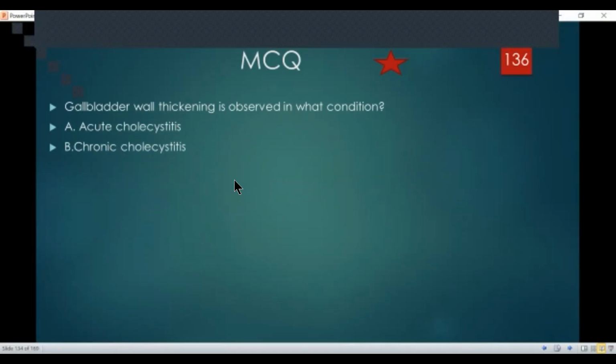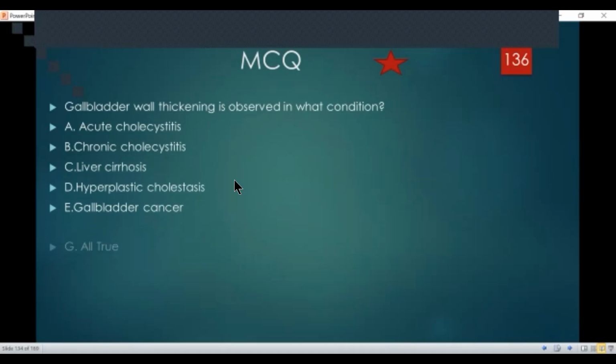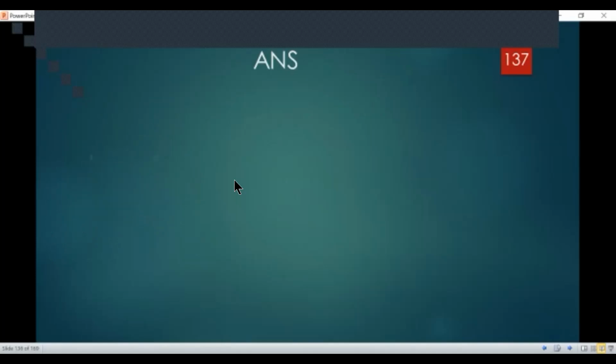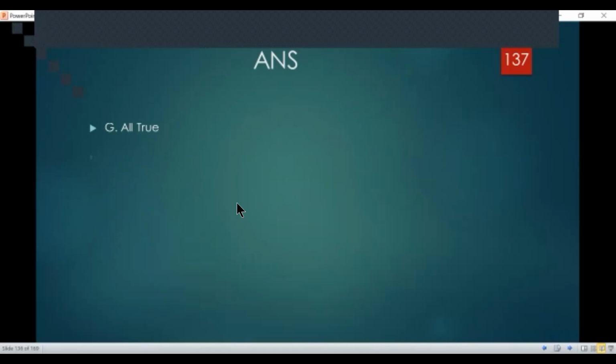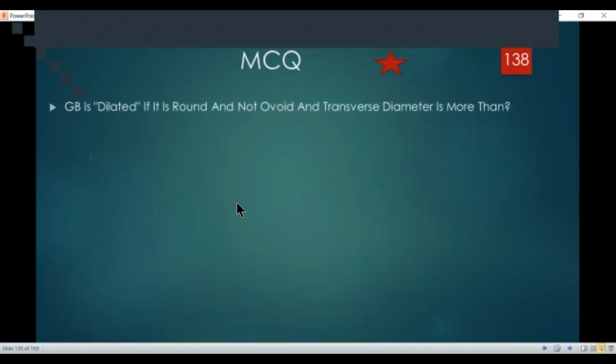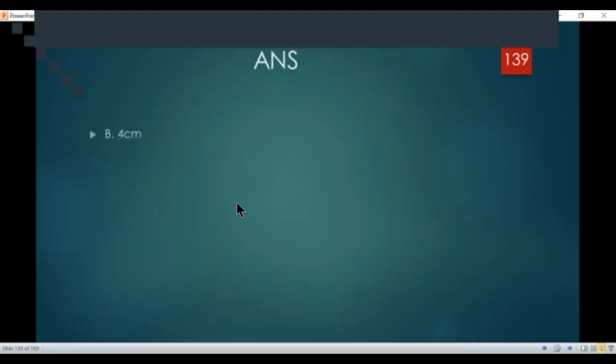Gallbladder wall thickening observed in which condition? So it is all of the above. All may be associated: acute cholecystitis, chronic cholecystitis, liver cirrhosis, hyperplastic cholecystitis, and gallbladder cancer. All may be associated with gallbladder wall thickening. Gallbladder is dilated if it is round and not ovoid and transverse diameter is more than, it is 4 centimeter.